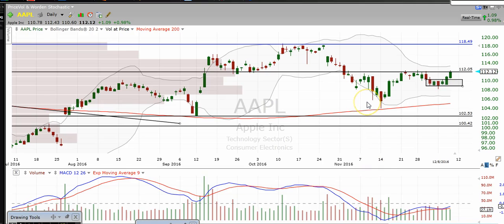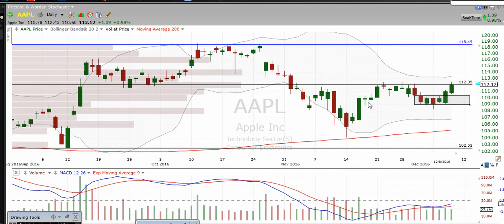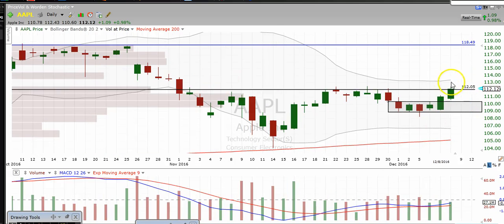All right, so let's get going with these charts here. Nice break higher like we mentioned previously on Apple. We said it was going to test that 112 resistance, which is exactly what we did. We closed pretty much right at this resistance.